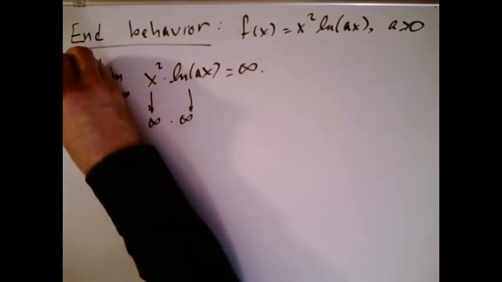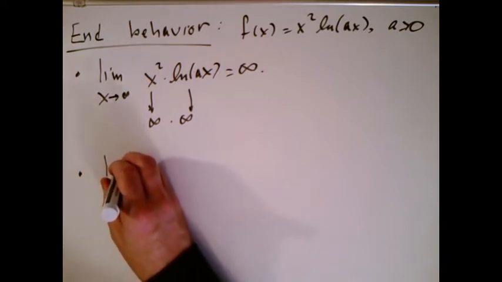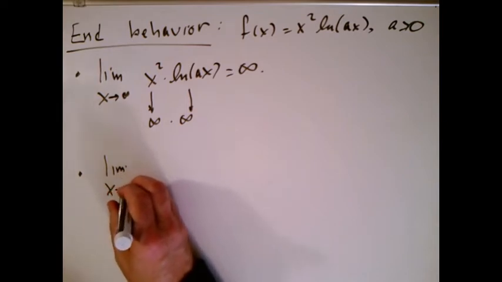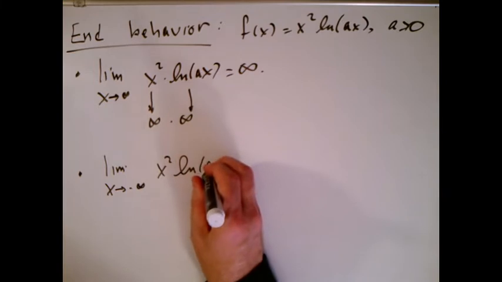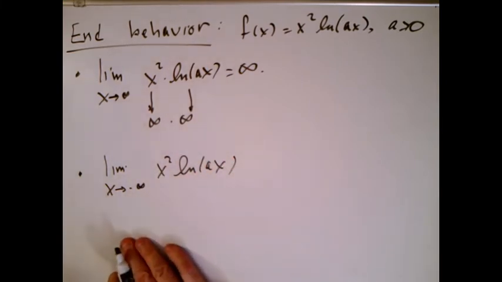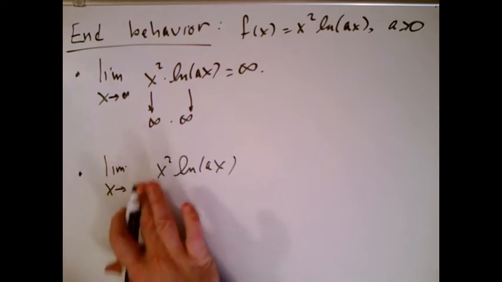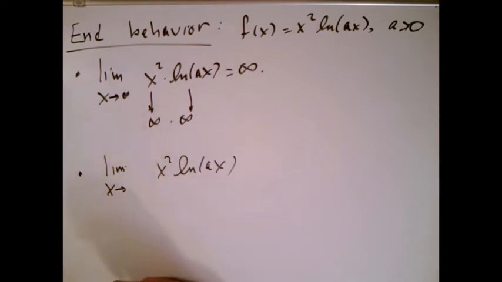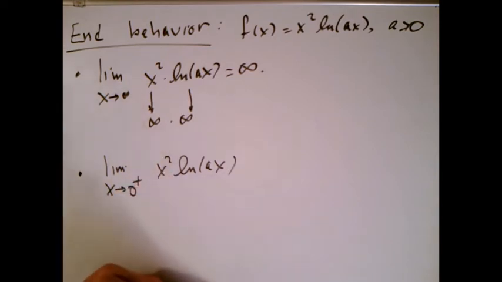All right. Now let's do way left. This is not way left. Let me write this down first. The limit as x goes to minus infinity of x squared ln of ax. Now why is that not far left? Because this function isn't defined way to the left. In fact, it's not defined whenever x is less than 0. So what happens here is that we're not going to go to minus infinity. We have to go as far left as this graph can actually go, and that's really just to the right of 0. And so we have to see what's going on here.